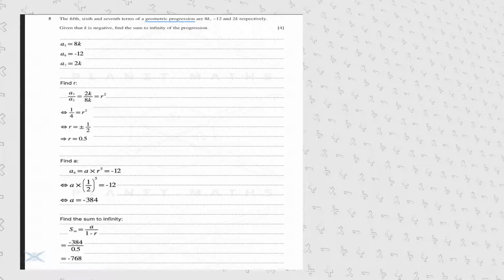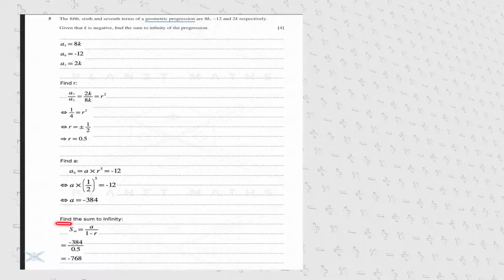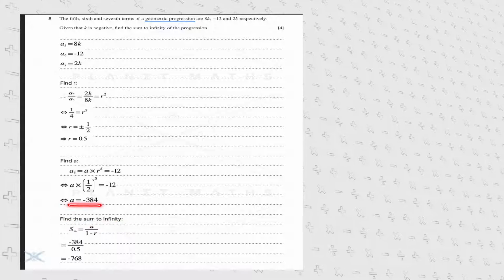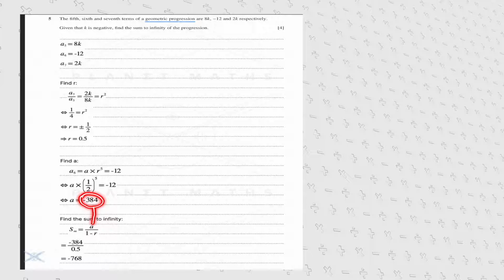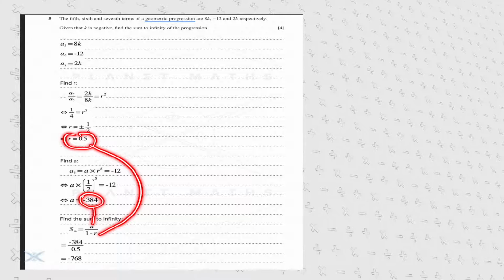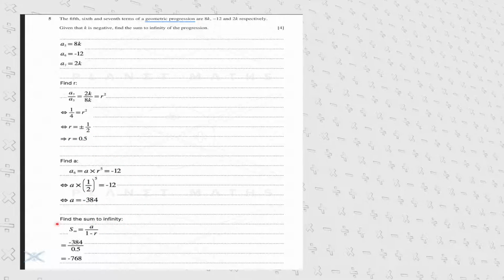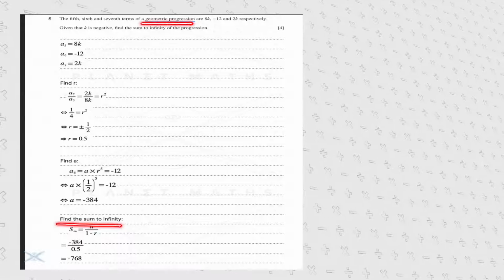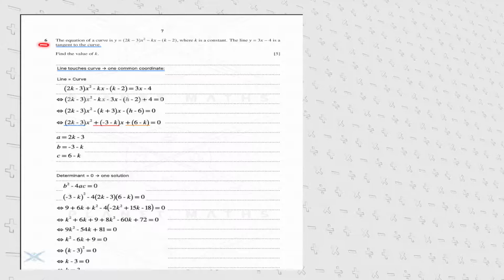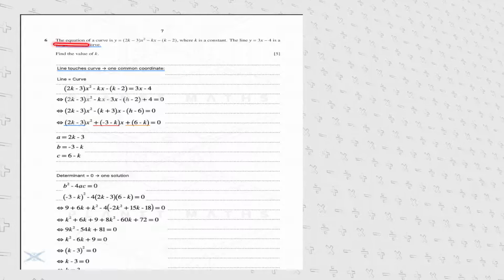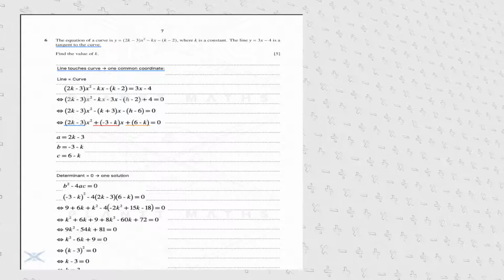Now we have found everything that we need in order to determine the sum to infinity, namely the value for a and the value for the common ratio, and after plugging in those values accordingly into the formula, we should be able to conclude that the sum to infinity of our geometric progression is -768.